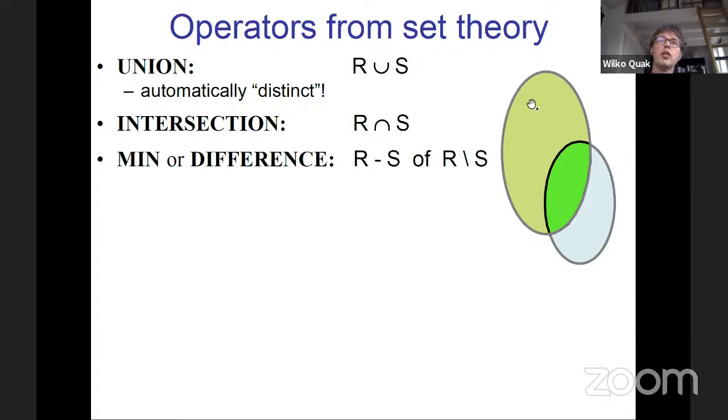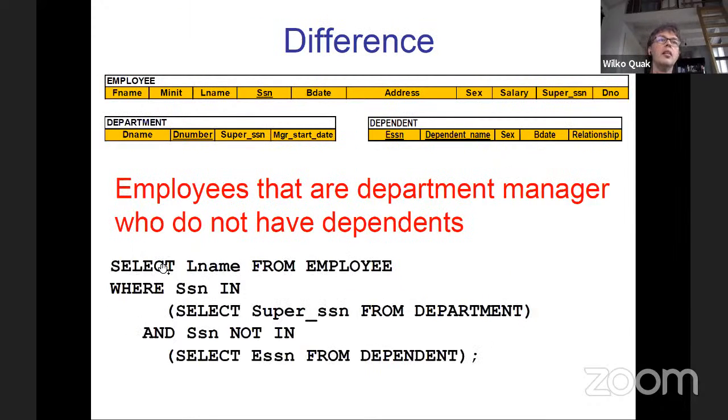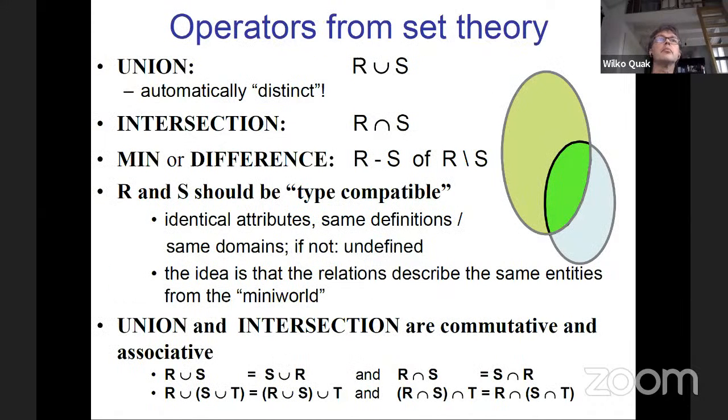The third one is minus or difference, set R minus S. So if this is R and this is S, this part is the minus part. And again, where do you need it? If you have a query like this, where you want people to be part of one group and not part of another group, then you use minus.